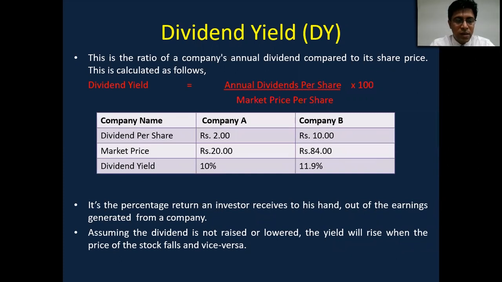Let us look at this example. Company A pays an annual dividend of 2 rupees and currently trades at a market price of 20. Therefore, its dividend yield is 10%. Company B pays an annual dividend of 10 rupees and currently trades at a market price of 84 rupees. Therefore, its dividend yield is 11.9%. So you see, company B gives a higher dividend yield than company A at the current market prices.